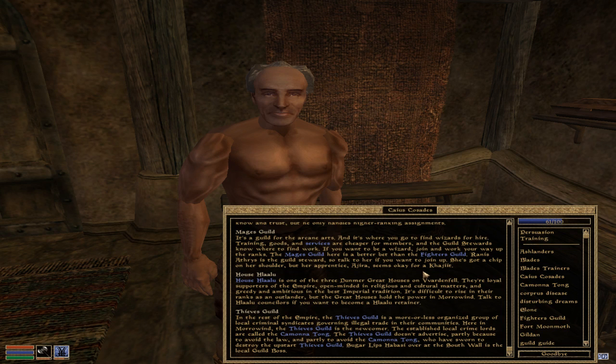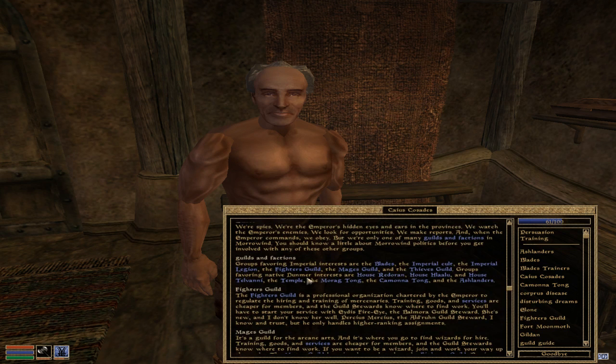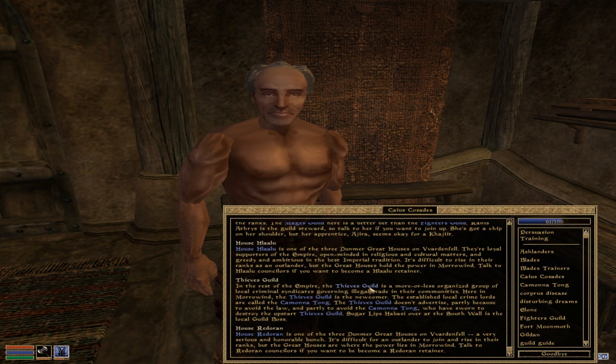I don't want to go to the Thieves Guild. Just looking for it. House Redoran.